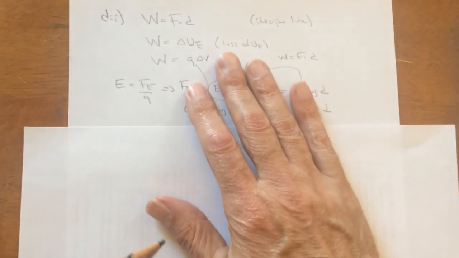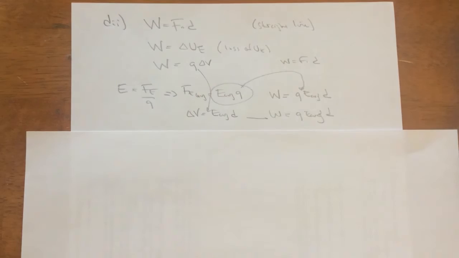We did a lot of writing. D double I was fun. Brought back a lot of memories. The proton is going to be displaced some distance d, and we want to determine a symbolic expression for the work done.